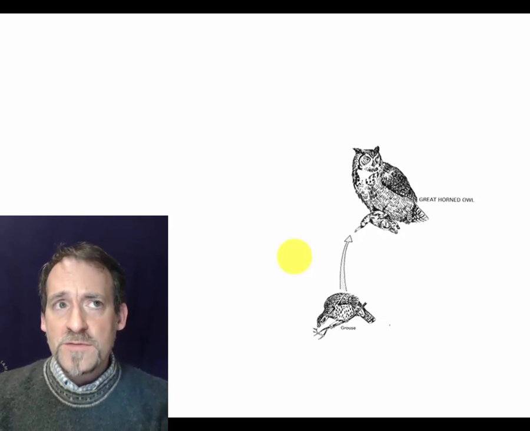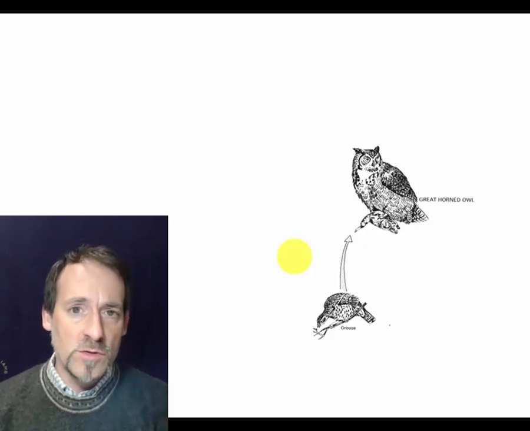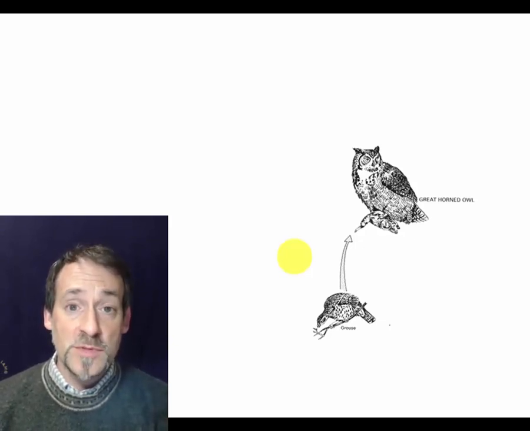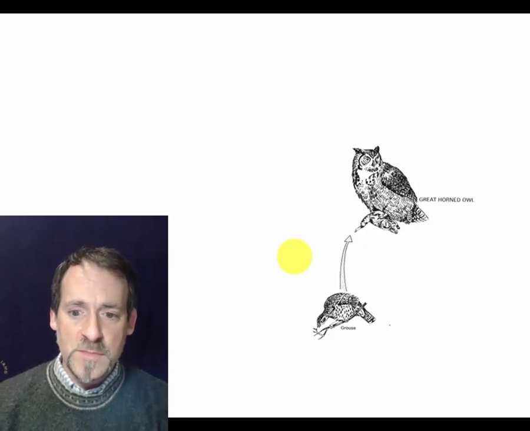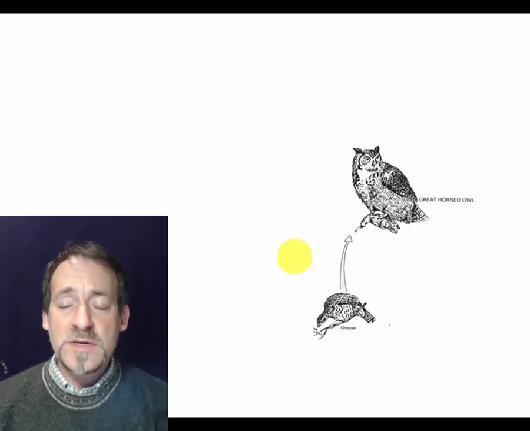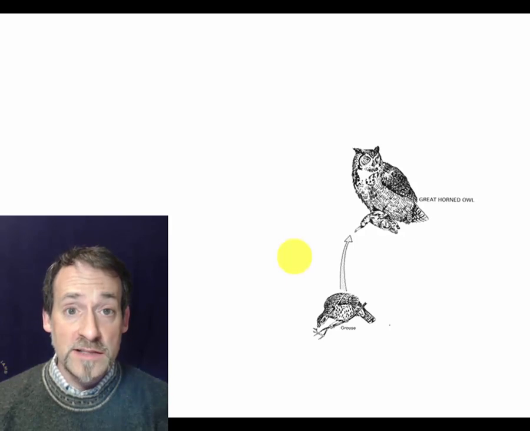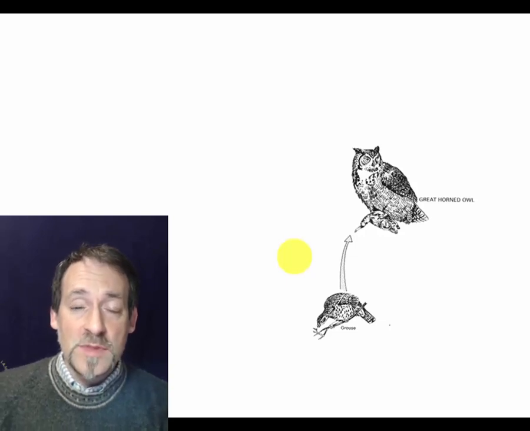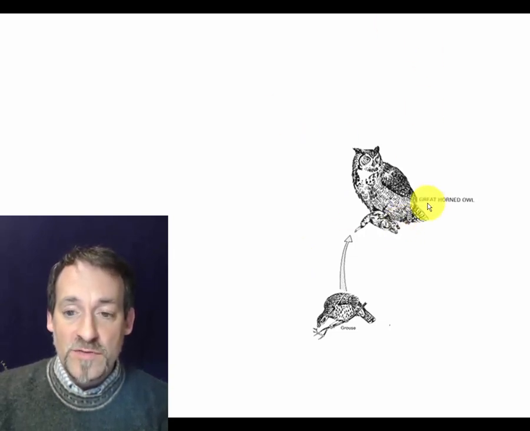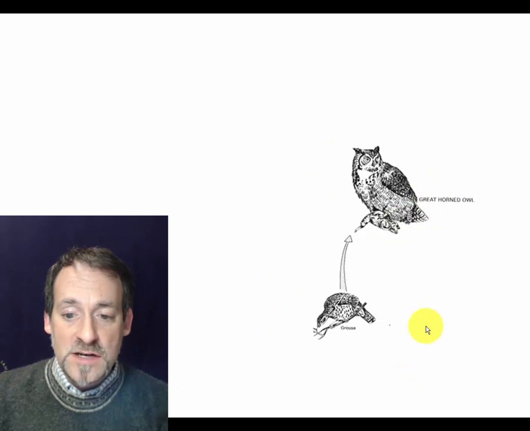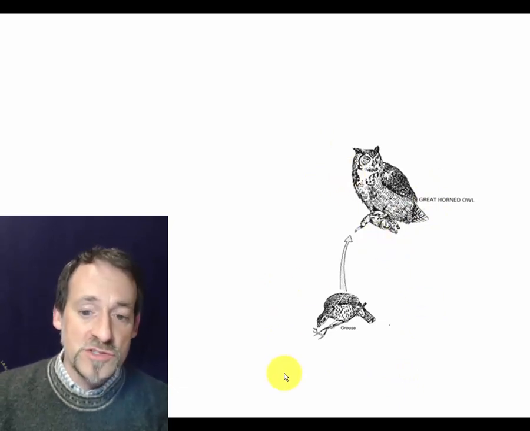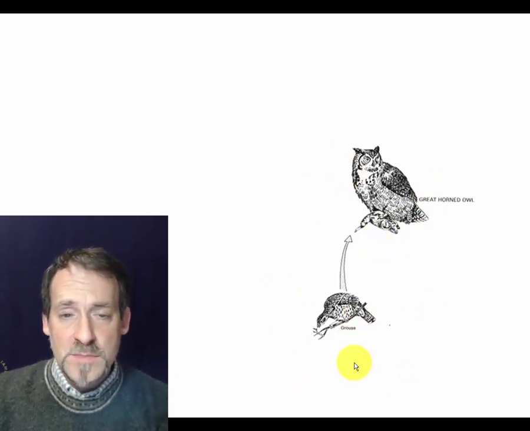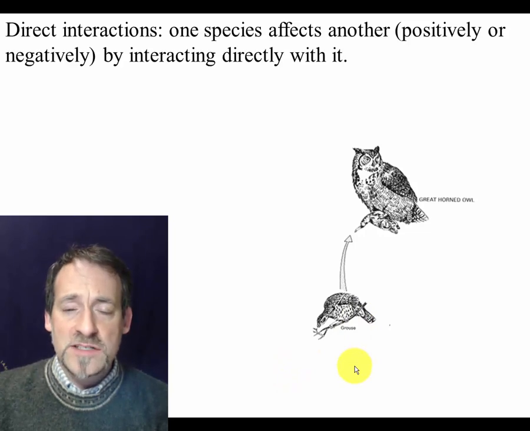There are a couple of different things you need to know about the interactions between species. Species can interact directly. So for example, when a great horned owl attacks and eats grouse, the presence of the owl or the number of owls in the environment affects the number of grouse. If you've got more owls, you tend to have fewer grouse. That's a direct interaction.